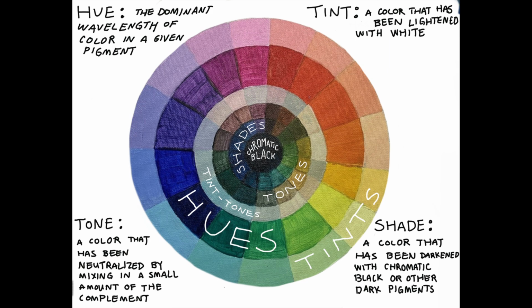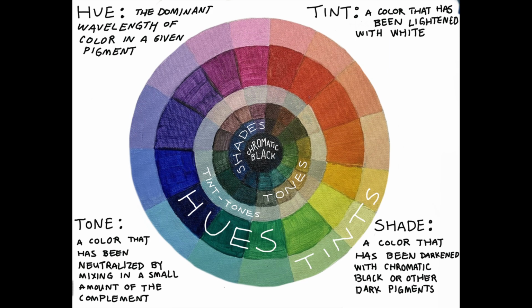Take a moment to familiarize yourself with the definitions of these terms. Hue is the dominant wavelength of color in a given pigment. So when you have a tube of red paint, the hue is going to be that nice saturated pigment which is on the tube. A tint is that color that has been lightened with white. So if you take that red out of the tube and you mix white with it.